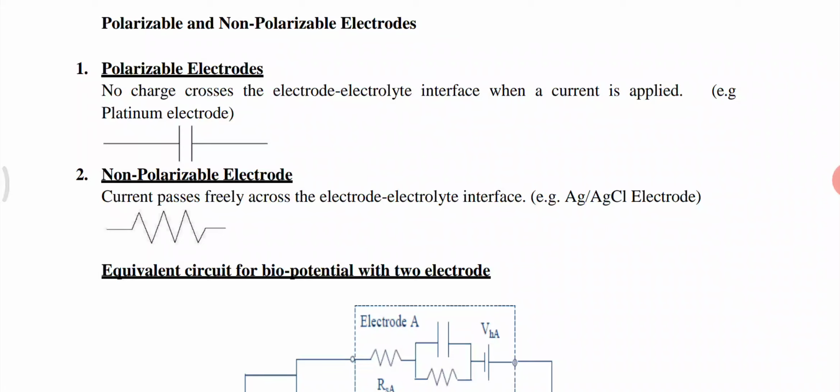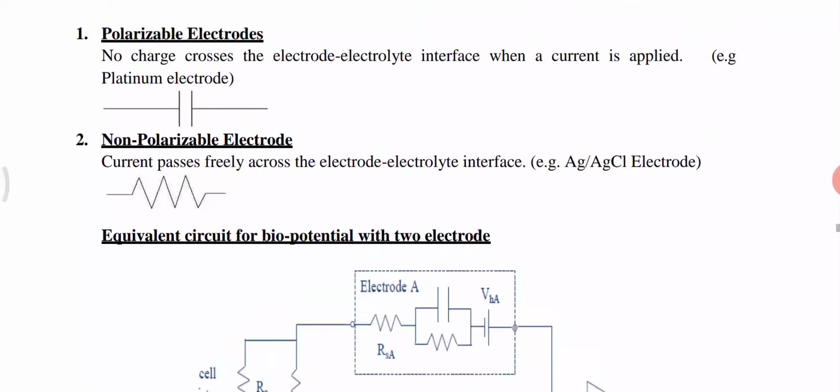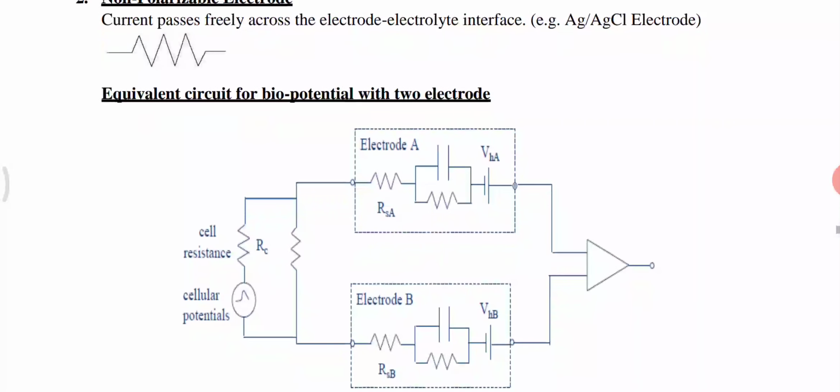For example, a platinum electrode. In case of a non-polarizable electrode, the current passes freely across the electrode-electrolyte interface. That is the Ag/AgCl electrode. That is the two types, polarizable and non-polarizable electrodes.